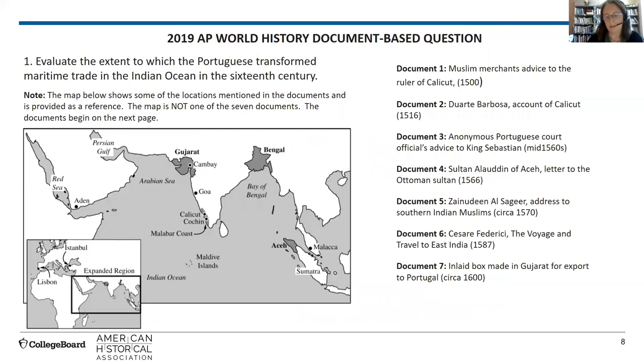The centerpiece of the history AP exam is the document-based question, which we call the DBQ. This is an example from the 2019 World History exam. Students are given a question, and it's always keyed to a thinking skill. This one looks like continuity and change over time, and they're given 7 documents. In this DBQ, students need to draw on the documents in order to answer the question.